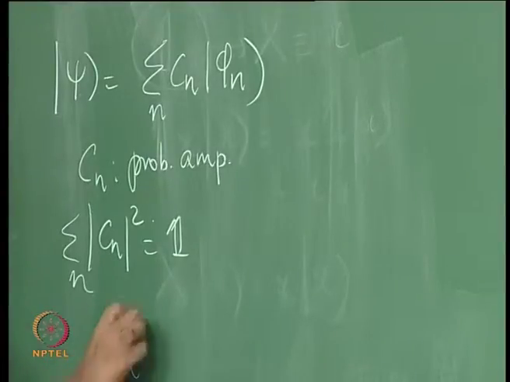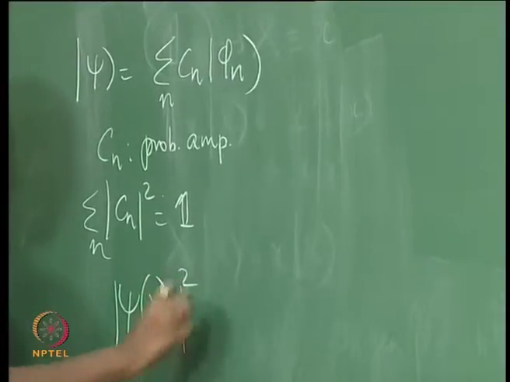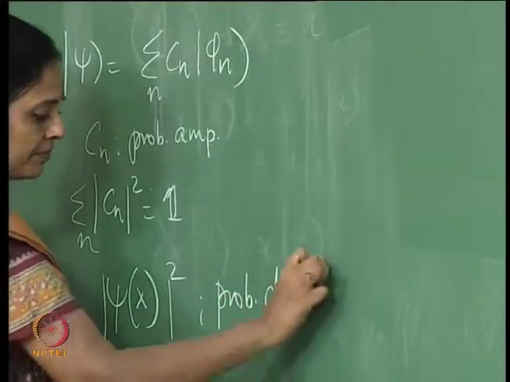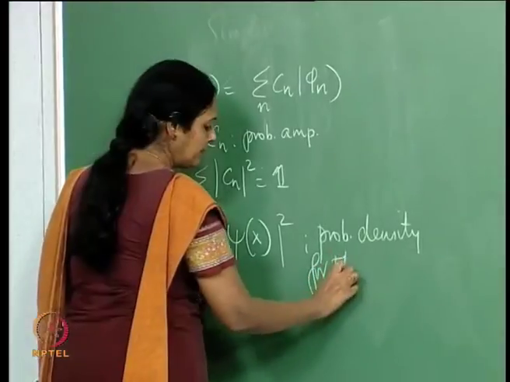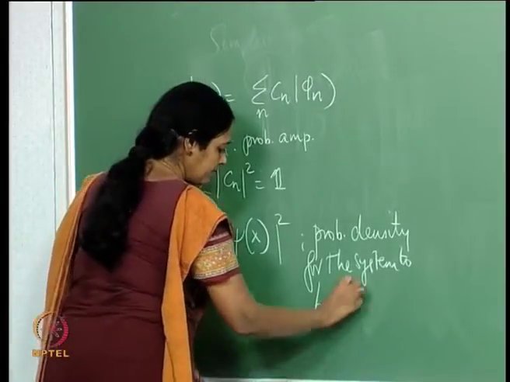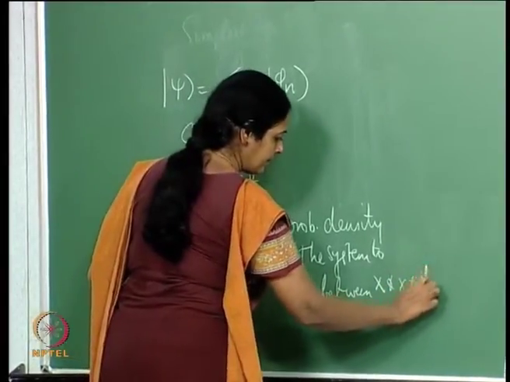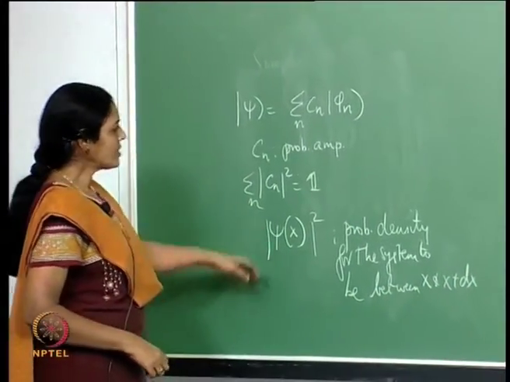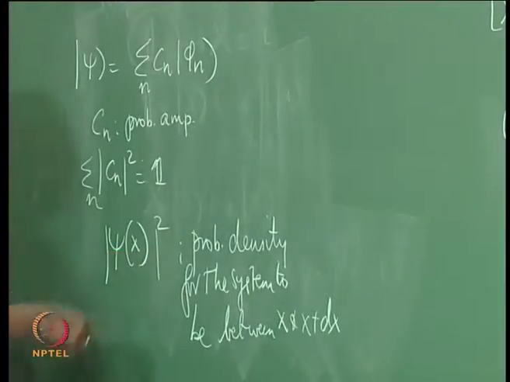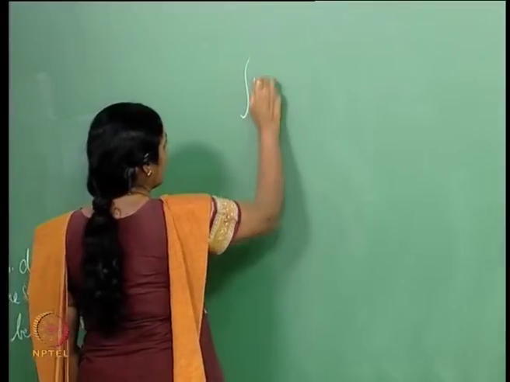In that sense, when we write it in terms of the wave function psi of x, mod psi of x the whole squared is the probability density for the system to be between x and x plus dx. And psi of x itself would be the probability amplitude, and once the integration is done, it's clear that the total probability is 1.